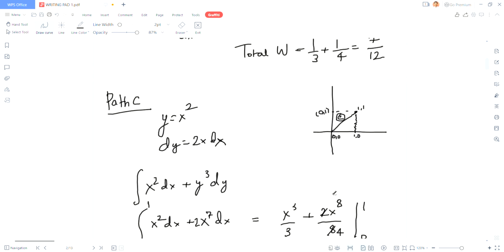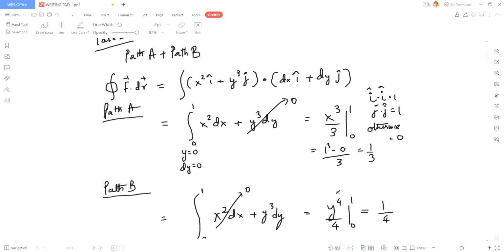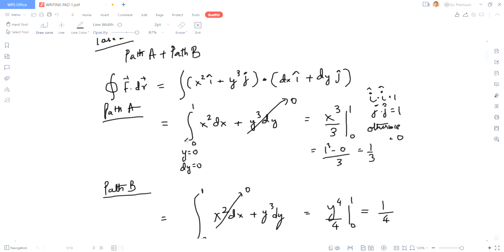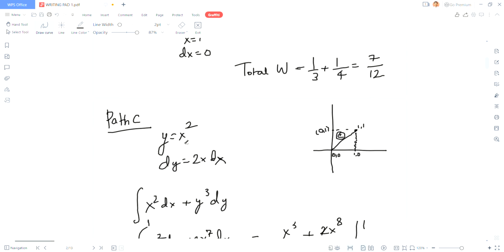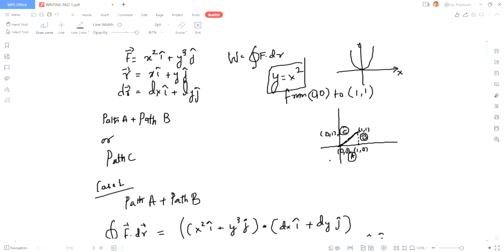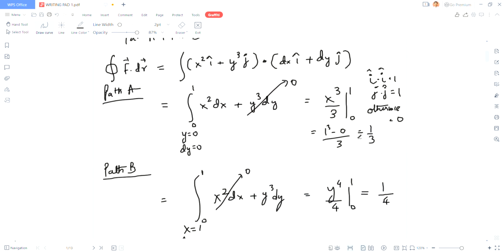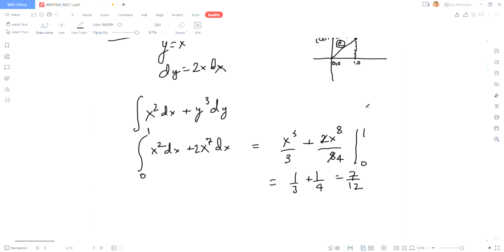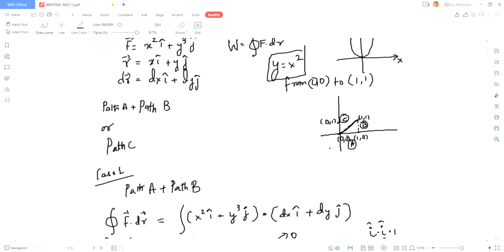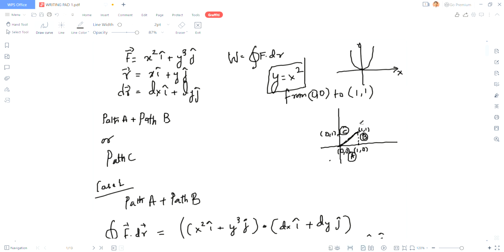One can pause here, or calculate this entire thing again from the beginning and see that in both cases, if we follow path A plus path B, we reach 1 comma 1, and if we directly follow path C, we also reach 1 comma 1. So this is a way to calculate a line integral, and I think this video has been helpful to you.